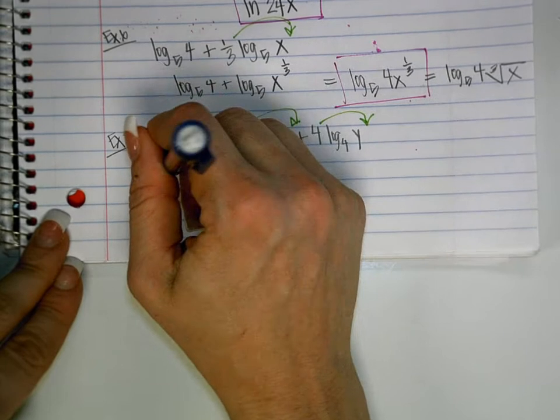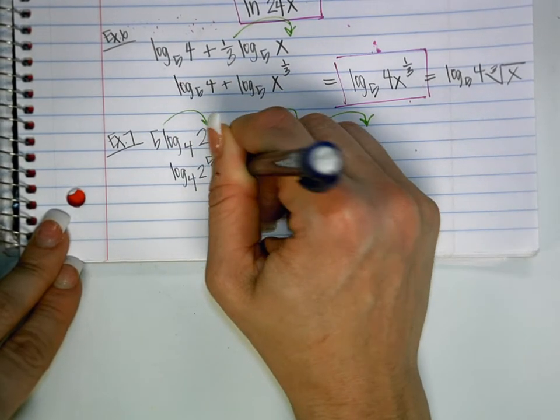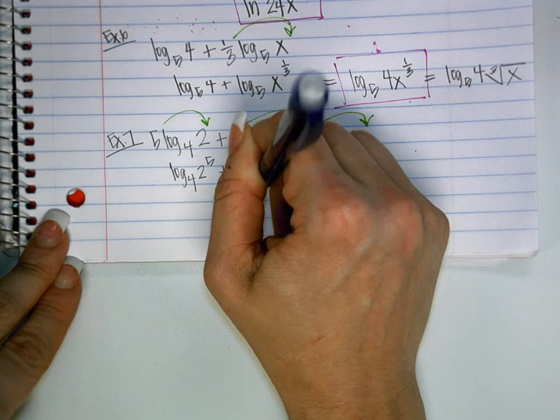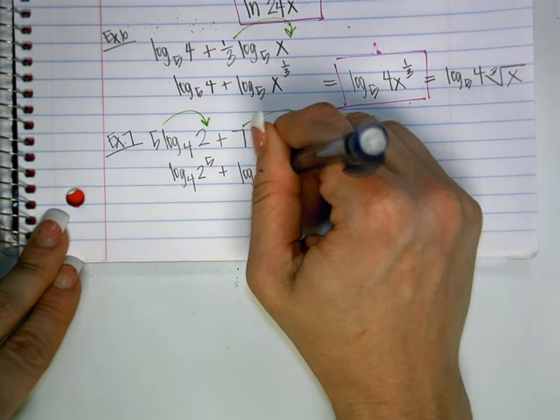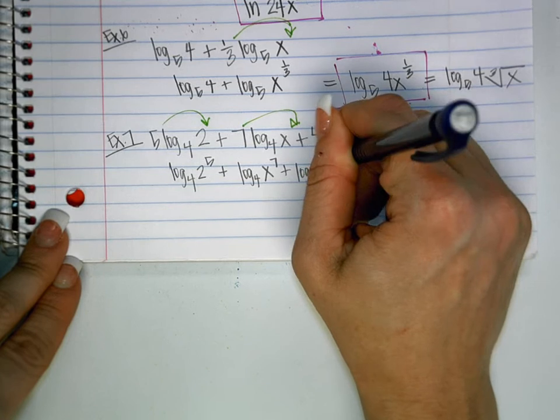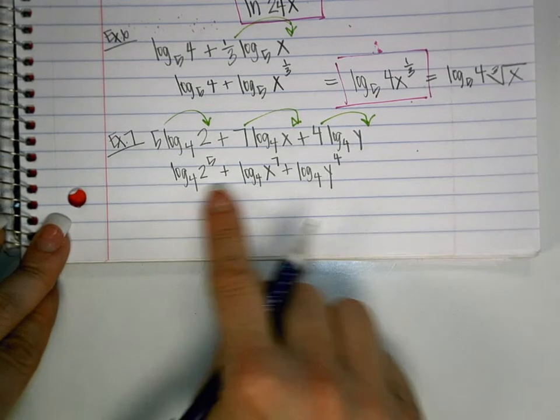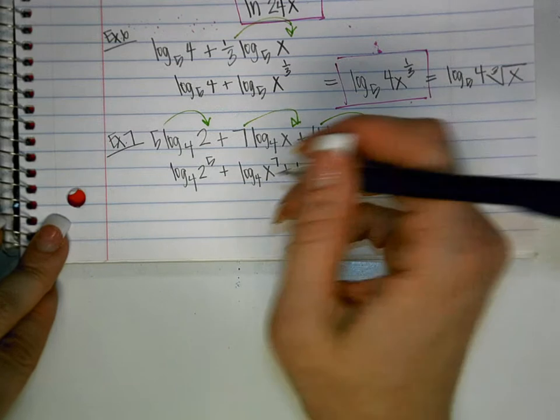So log base 4 of 2 to the 5th power plus log base 4 of x to the 7th plus log base 4 of y to the 4th. Then I can combine all these. These are all additions, so they're going to turn into multiplication.